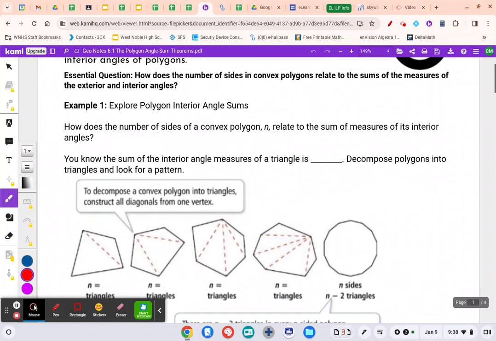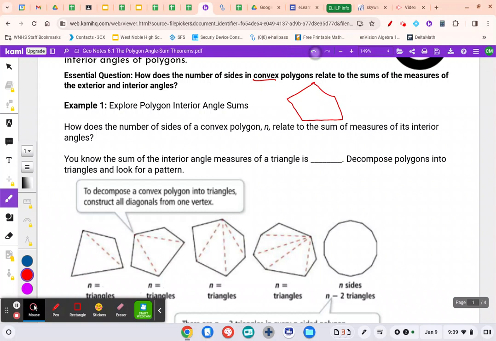So, starting in, essential question: how does the number of sides in convex polygons relate to the measures of the exterior and interior angles? They're actually very related, okay? So, we do have a new vocab term here, convex polygons, and that's pretty important. A convex polygon is a normal shape that you guys are probably used to.